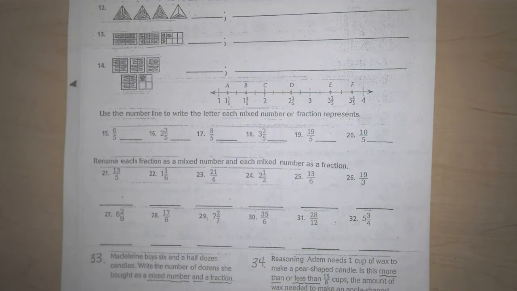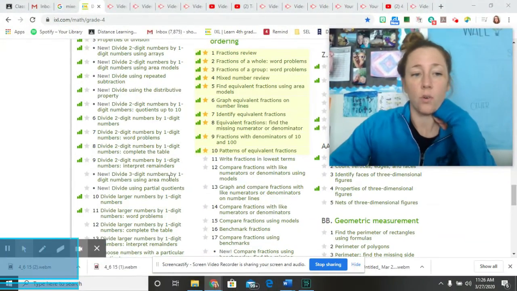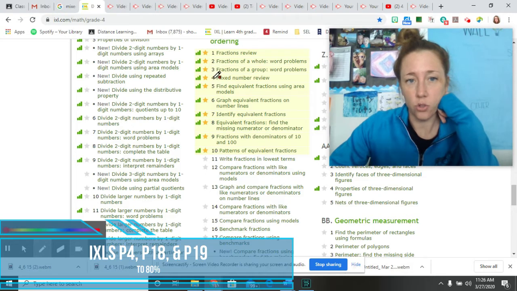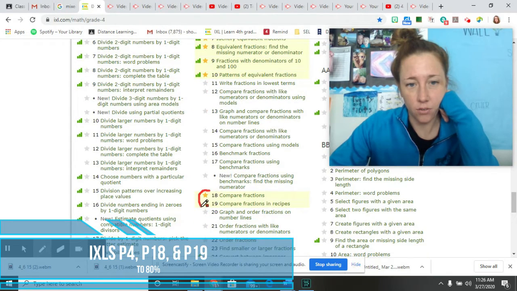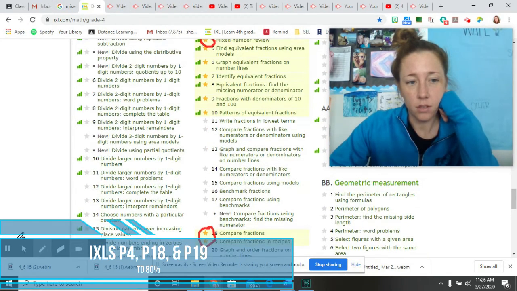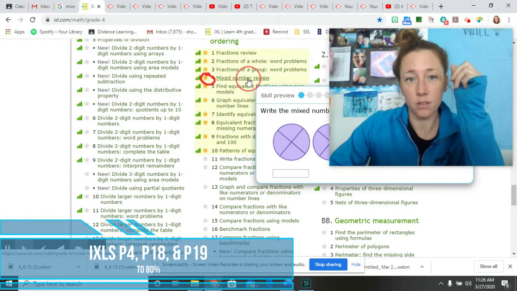But the thing we'll be working on next is IXLs. And I'll tell you what we're going to do next. Okay, so today for IXLs we are doing 18 and 19. Let's start with number 4. Mixed number reasons, so what we just worked on.